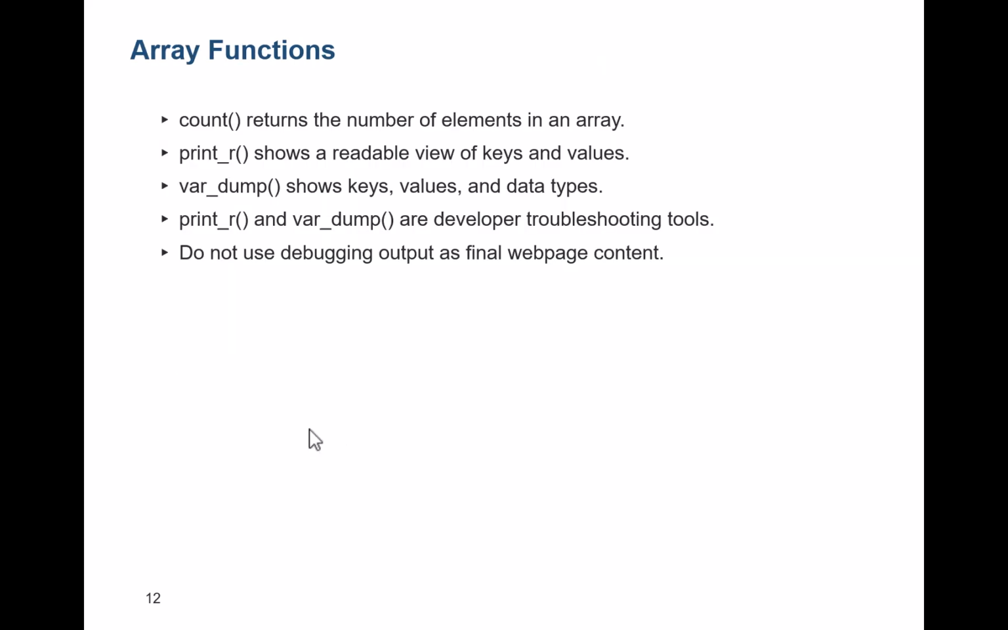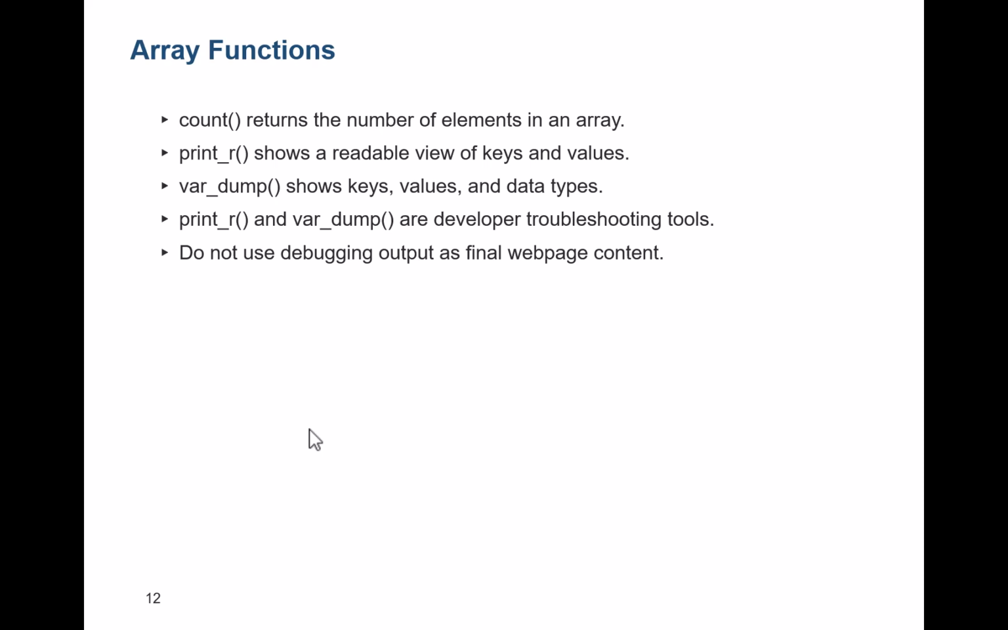PHP contains many built-in functions for working with arrays. In this chapter, we will use 3 functions: the count function, the print_r function, and the var_dump function. The count function returns the number of elements in an array. The print_r function displays a readable representation of a variable. When the variable is an array, it shows the keys and values.